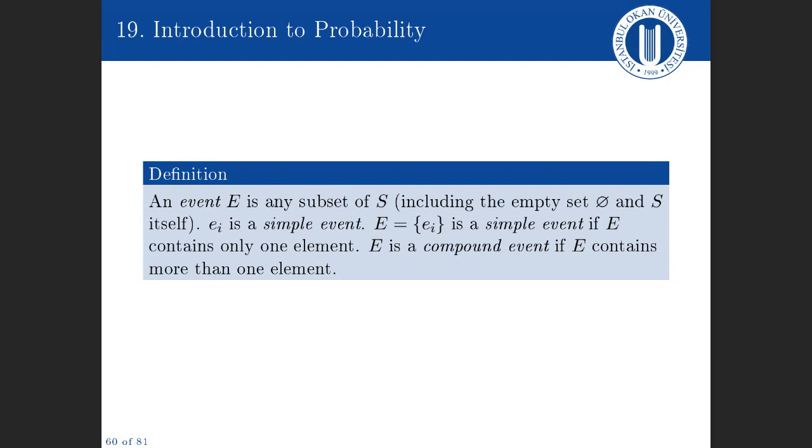Each e_i in S is a simple event. If capital E is the subset containing just one simple event, it's still called a simple event. If the subset E contains more than one element, then it's called a compound event.